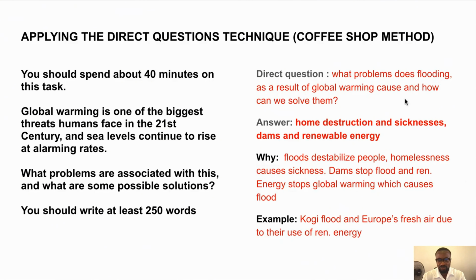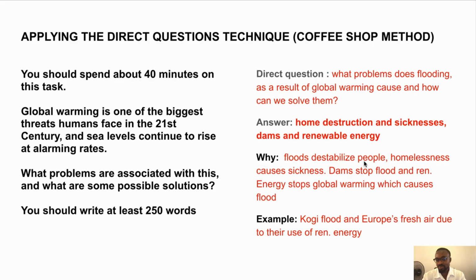So flooding causes home destruction and sicknesses, and these 2 problems can be solved by construction of dams and the use of renewable energy. So, why are these? Why do I relate these problems to flooding, and how are they? Why do I classify them as problems? How are they problems? So that is where this why comes in.